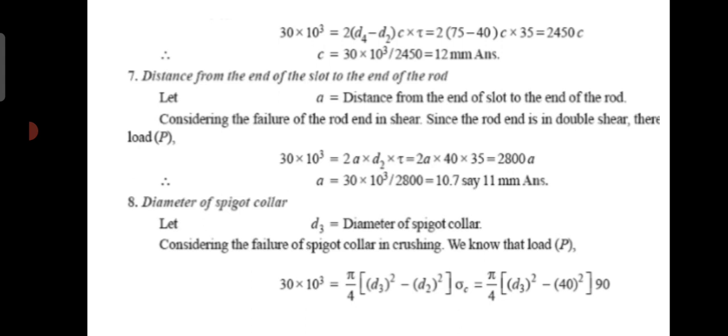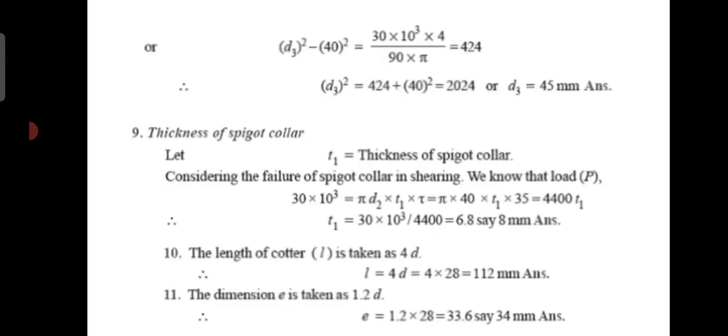Then we are going to find the diameter of the spigot collar, d3. P equals pi by 4 into (d3 square minus d2 square) into sigma c. After substituting the values, P equal to 30 into 10 to the power 3, d2 equal to 40, sigma c equal to 90. If you simplify this term, we can get d3 equal to 45 millimeter.